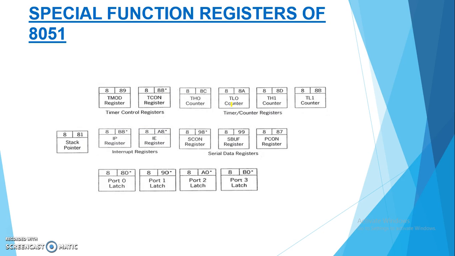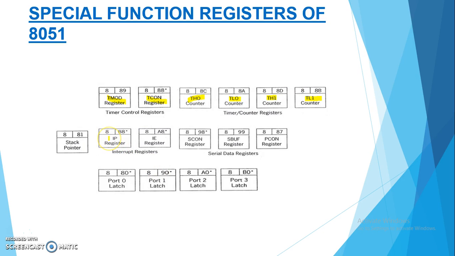Now, let us talk about the various special function registers of 8051. The various special function registers for 8051 timing and counting operations are the TMOD register, TCON register, TH0, TL0, TH1 and TL1. All these registers are used for timing operations and counting operations, so they are known as timer control registers.